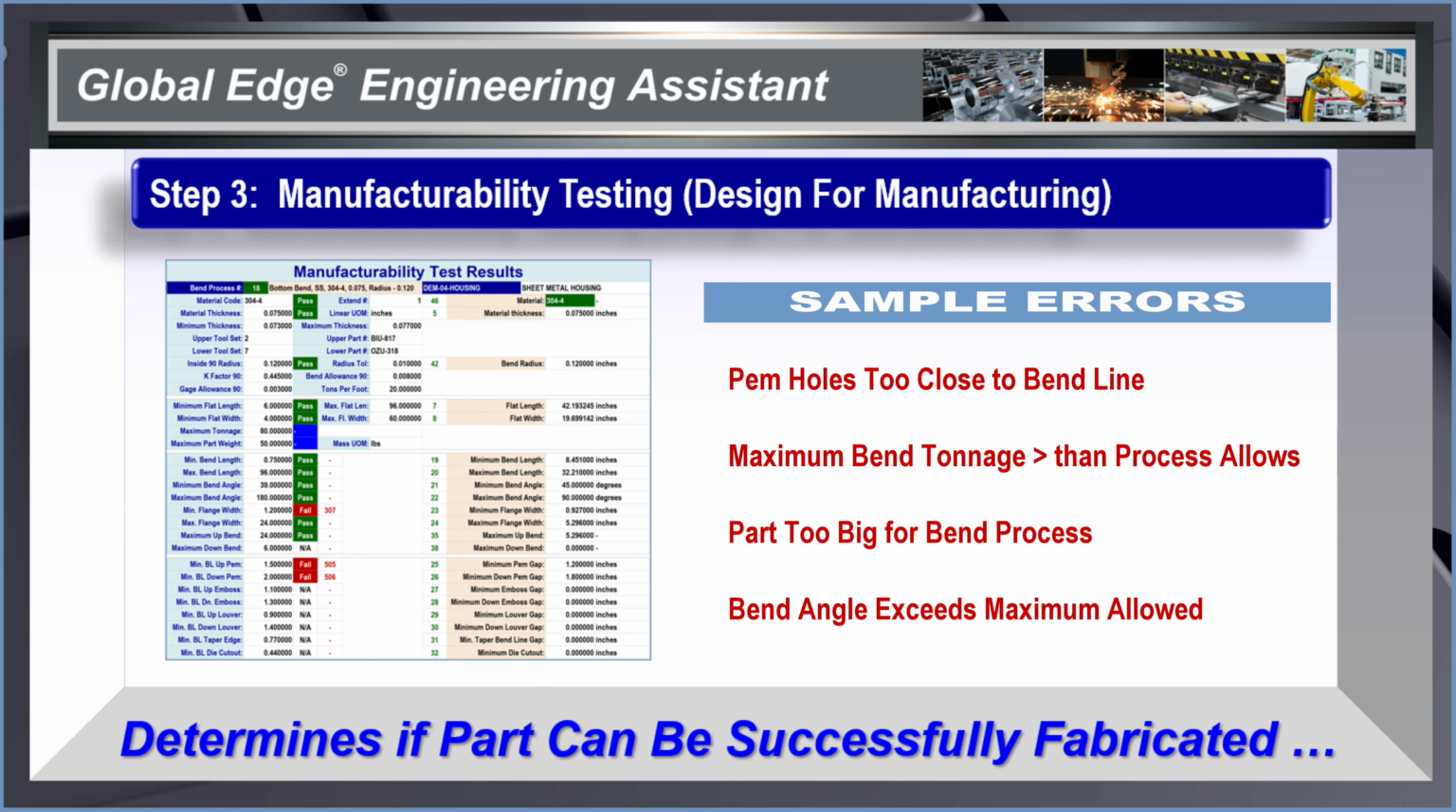Global Edge will identify part fabrication errors such as pierce holes too close to bend line, maximum bend tonnage greater than process allows, part too big for bend process, bend angle exceeds maximum allowed.